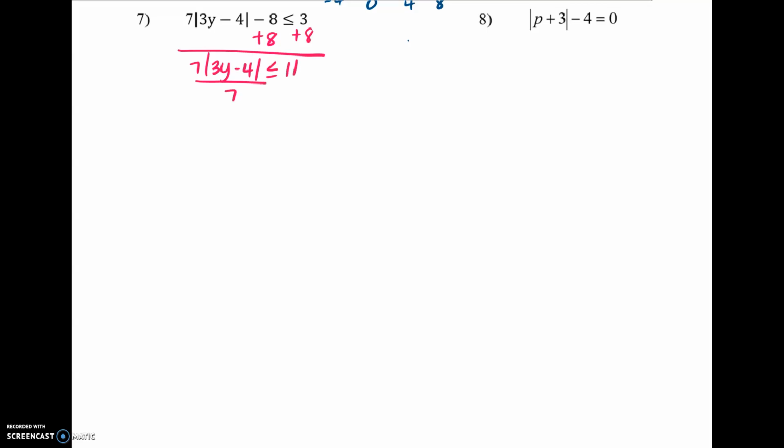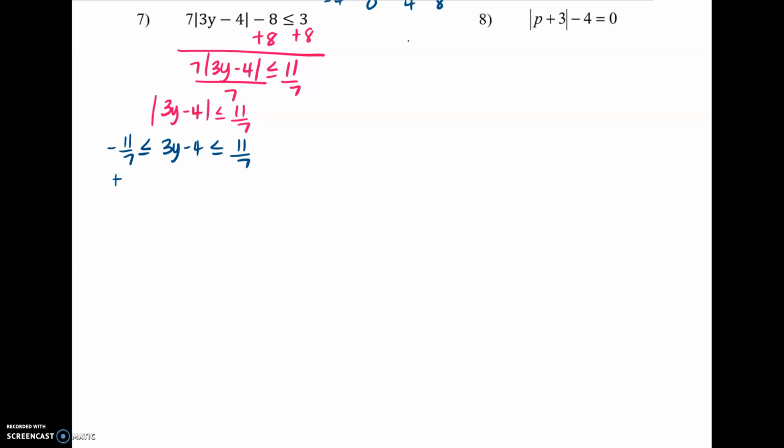Now I want to get rid of that 7. So I'm going to get the absolute value of 3y minus 4 is less than or equal to 11/7. Now I have to create the and compound inequality by making it negative 11/7 is less than or equal to 3y minus 4. It's no longer absolute value, which is less than or equal to 11/7. Okay, so first I'm going to take and add 4.